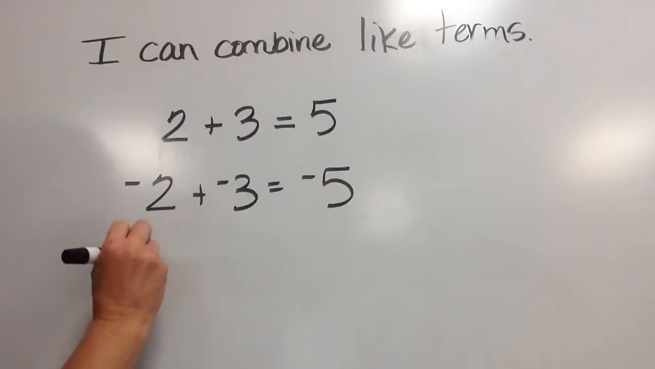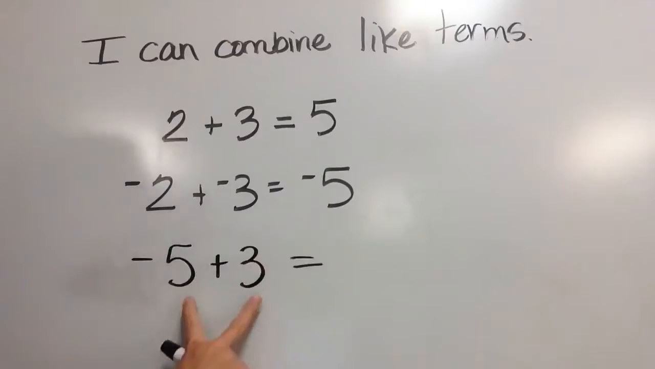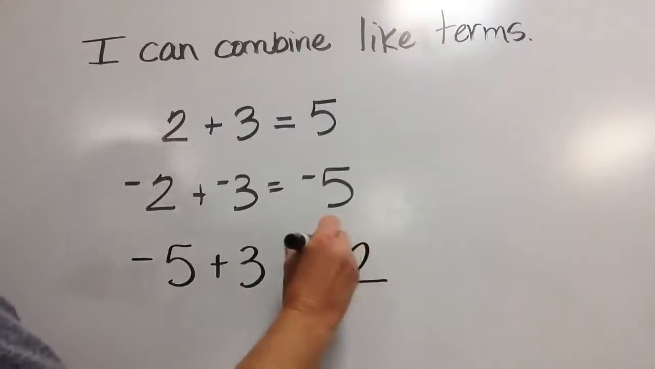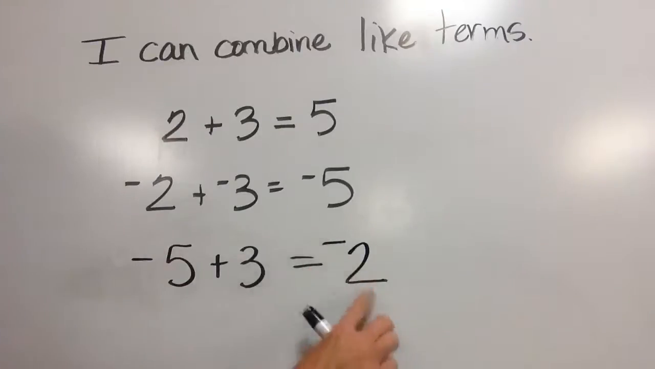If your signs are different, like a negative 5 plus 3, you subtract. So 5 minus 3 gives you 2, and you use the sign of the larger absolute value. So 5 is larger, it is negative, so your answer is negative 2.